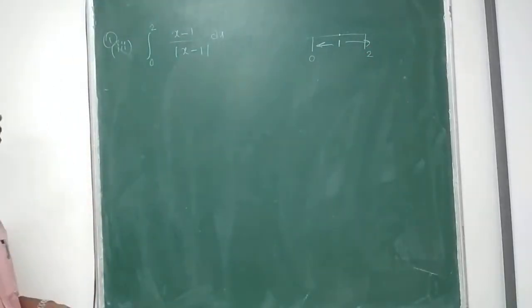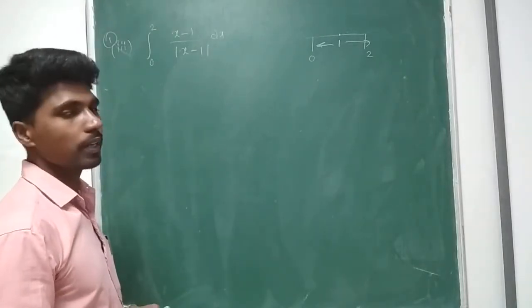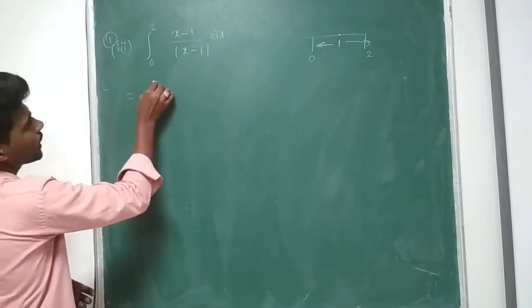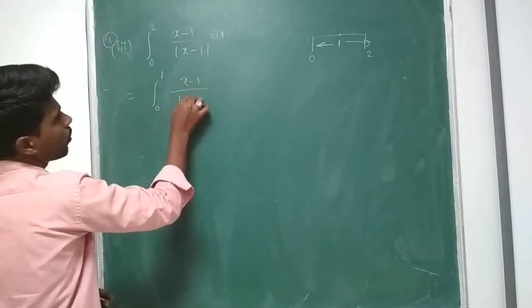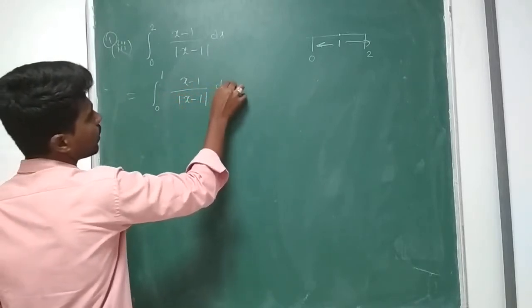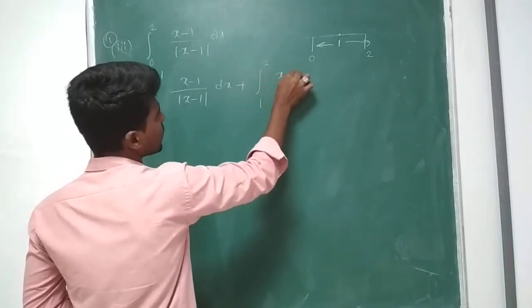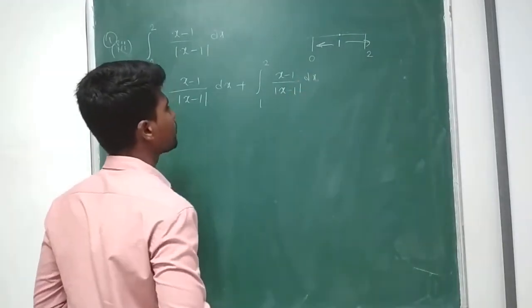So the interval is broken into two parts. First part is 0 to 1 and the second part is 1 to 2. So the given integral can be rewritten as integral 0 to 1 of (x minus 1) by modulus of (x minus 1) dx plus integral 1 to 2 of (x minus 1) by modulus of (x minus 1) dx.